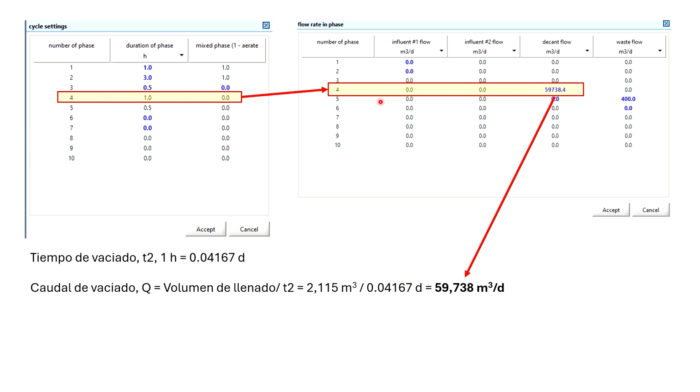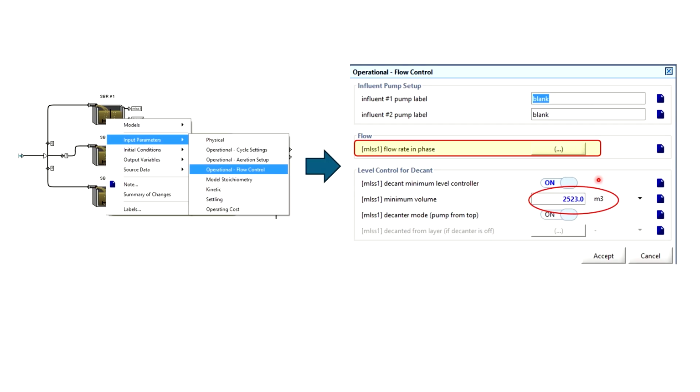This brings us to a critical point, the decanting flow rate. If filling takes 2 hours, the decanting must be faster. In our case, we programmed it for 1 hour, which implies a decanting flow rate of 59,738 cubic meters per day, a value that is configured in the flow rating per phase menu.